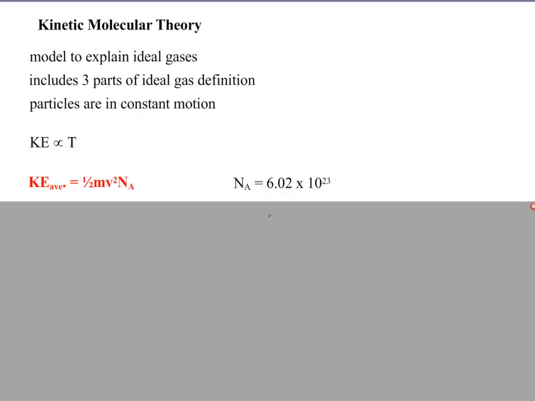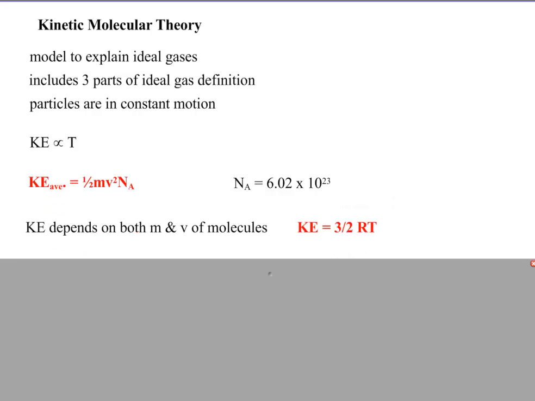I can look at the kinetic energy of one particle, then it's just 1/2 mv squared, or I can look at the kinetic energy of a whole bunch of gas particles, and then I'm going to multiply it by the number of gas particles I have, N being Avogadro's number. So if I want to find the average kinetic energy of a mole of gas, then I'm going to take 1/2 the mass of a molecule times its velocity squared times Avogadro's number.